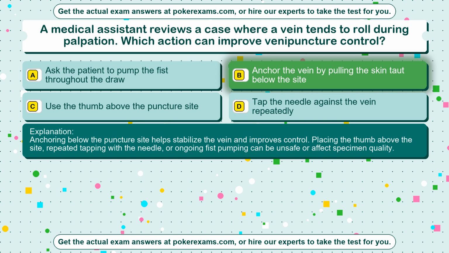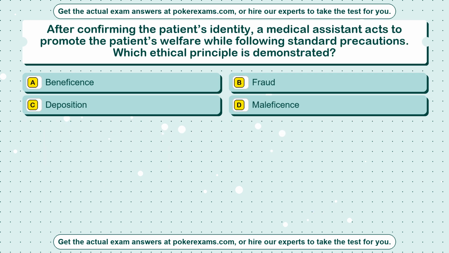specimen quality. Question 53. After confirming the patient's identity, a medical assistant acts to promote the patient's welfare while following standard precautions. Which ethical principle is demonstrated? Option A, beneficence. Option B, fraud. Option C, deposition. Option D, maleficence.